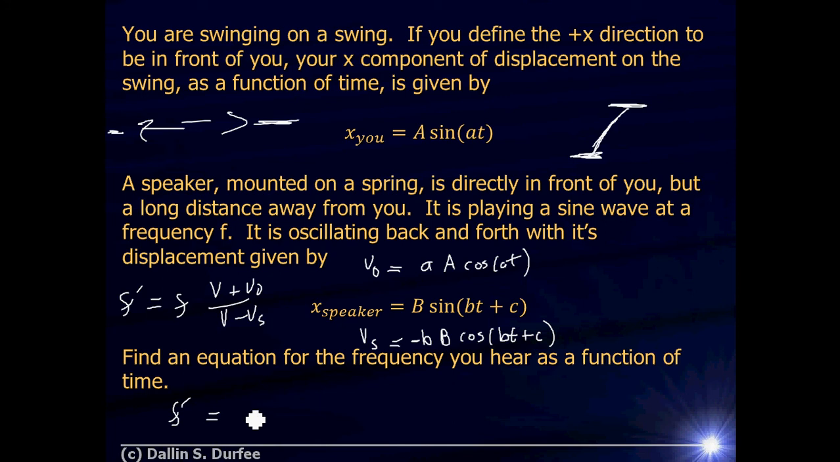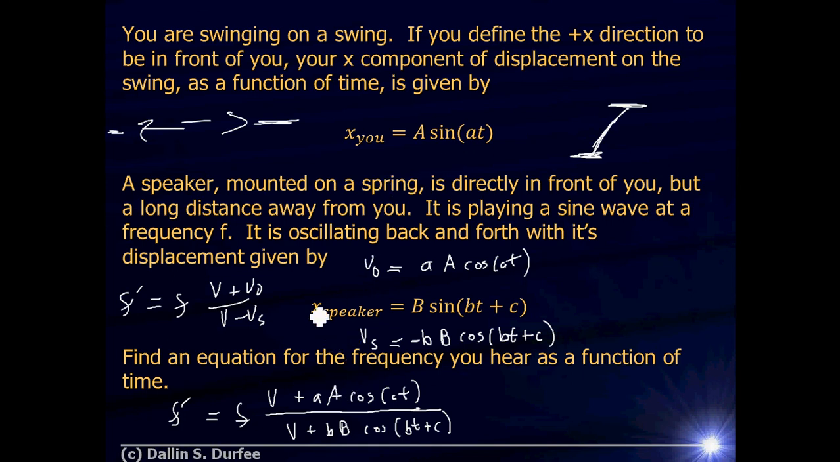f prime is equal to f times (v plus v observer), but v observer is just A a cosine at. I divide by (v minus v source), but I've got a minus sign right here, so it's going to be B b cosine(bt plus c). All right? So now, I can check my work. First of all, the units work out, right? A has to have units of meters. Little a is a frequency, right? Inverse seconds, an angular frequency. All right, so it's meters per second. Okay, that's good. That has units of velocity.